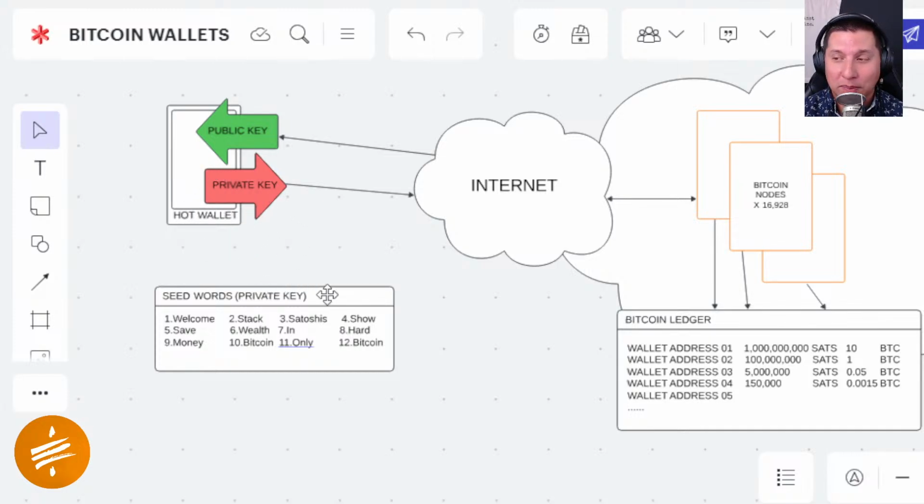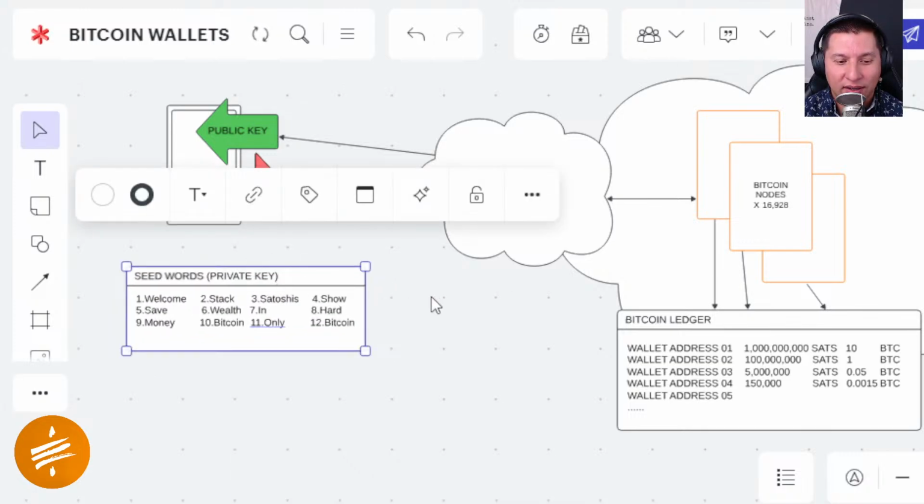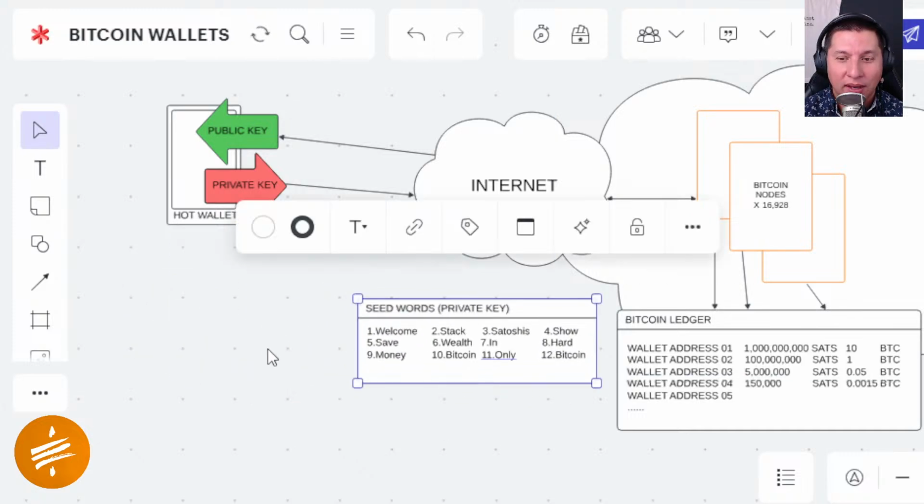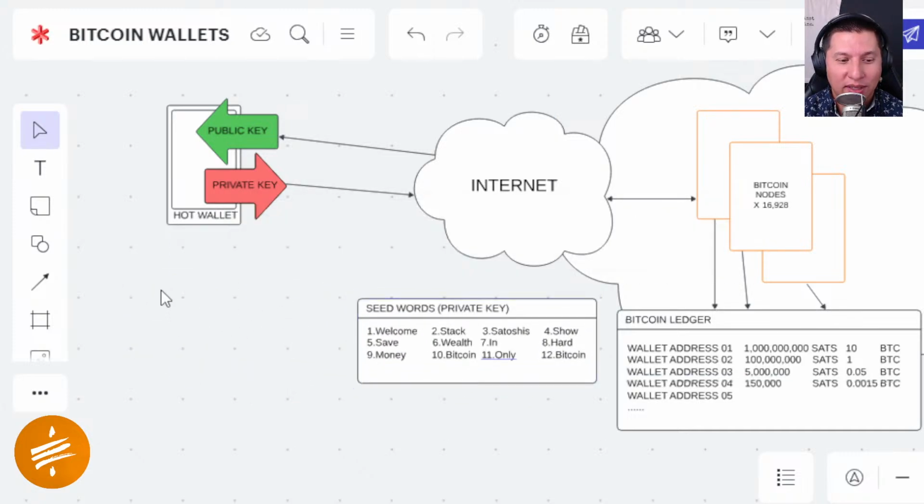And I'll explain the whole process of why the seed phrase is super important and what else you can do with it. But we're going step by step. If you're stuck at any point or have any questions, put them in the chat. We'll address them towards the end when I'm done with this little presentation.